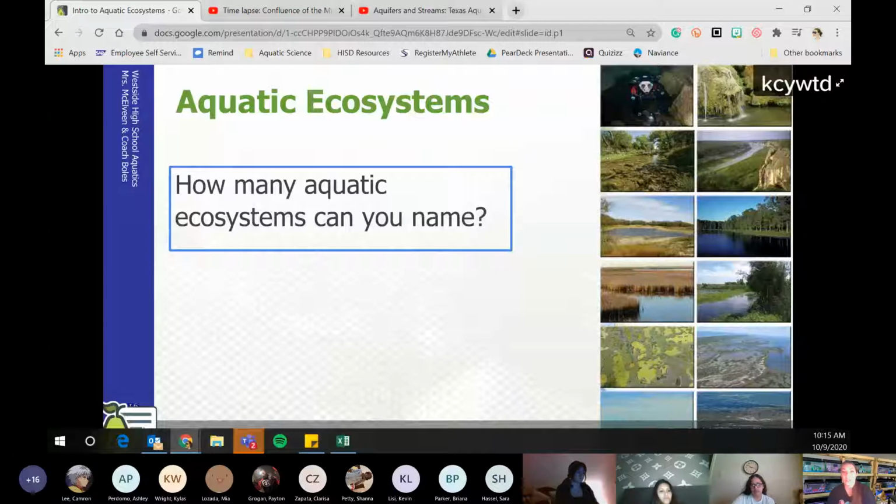Reese, coral reefs. Good job, Cameron. All right, and Melody. Okay, very smart. Very proud of y'all. This is good.